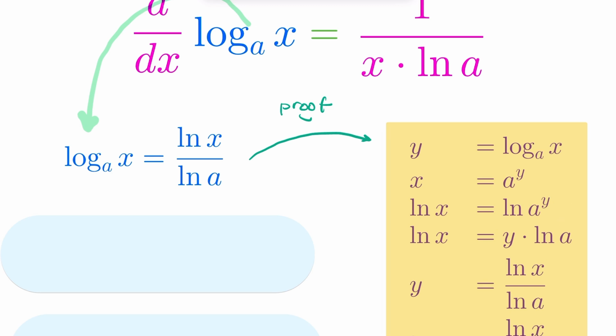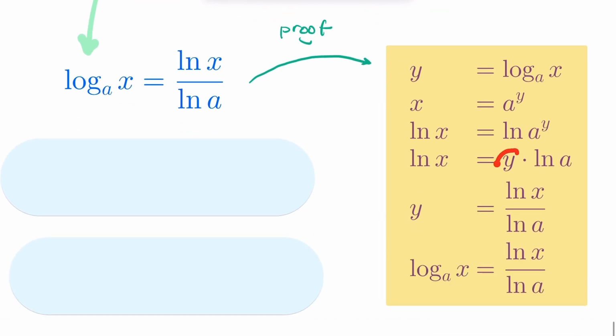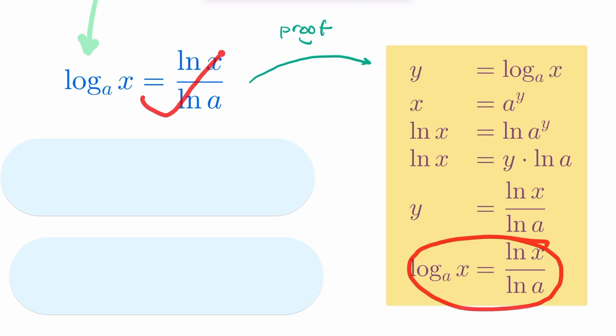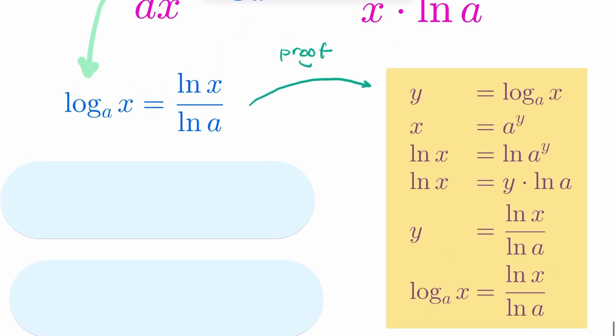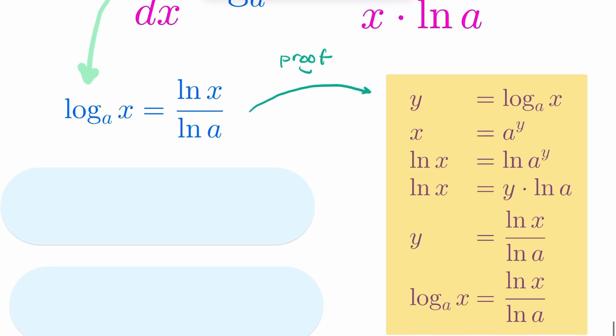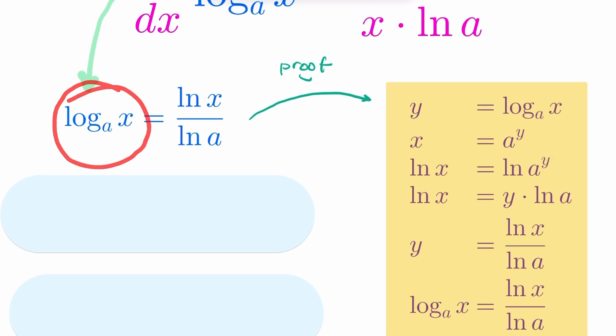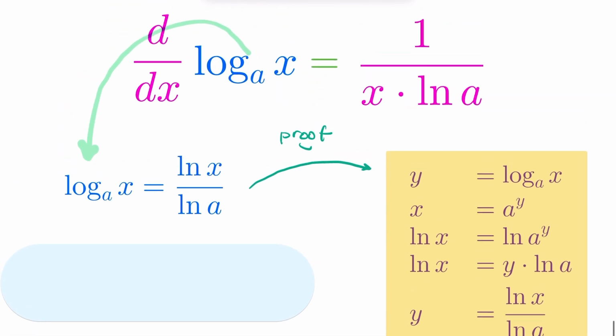Now we can rearrange this expression to find y. Remember, y is just log x, it's what we're looking for. So I can simply divide both sides by ln a, and I end up with this expression here. So that's the proof of our change of base rule. That's how we can rewrite this as a ratio of two natural logarithms.